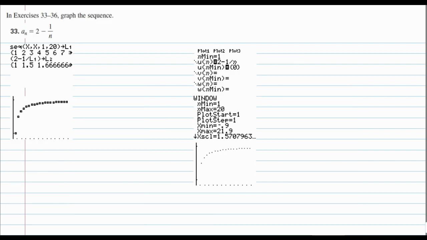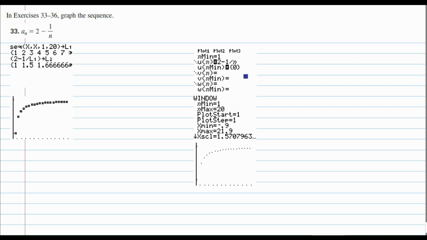Now try problem number 33 asks us to graph a sequence. I did it in both ways. I chose sequence x, x, 1, and I chose 20. Let's go up 20 entries, and I stored those into L1. And then I typed in 2 minus 1 over the L1 values, and I stored those into L2. And then I plotted, and I get this graph that is 1 over x flipped over the x-axis and then shifted up 2. So it should have a horizontal asymptote at y equals 2, which it in fact does.